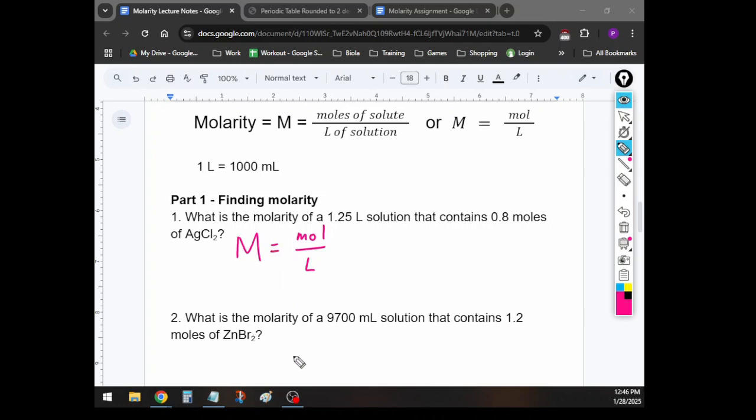Does it matter if it's capital or not? Yes, it matters.